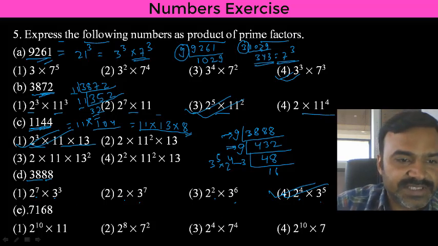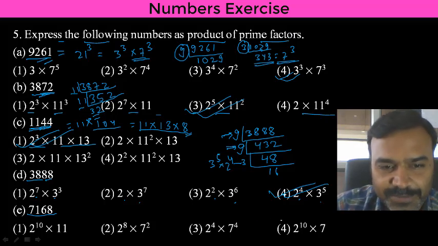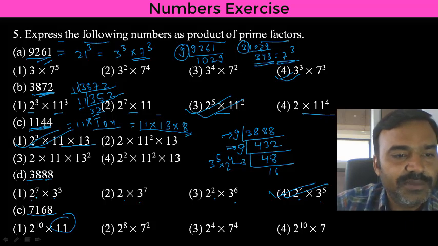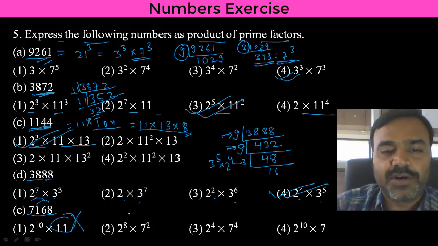Okay. Now the last one. 7168. Right? If you look at the options, it can be divisible by 7 as well as 11. So first let's check whether it is divisible by 11 or not. So 7 plus 6, 13, and 1 plus 8, 9. Not divisible. So the first option cannot be the answer.